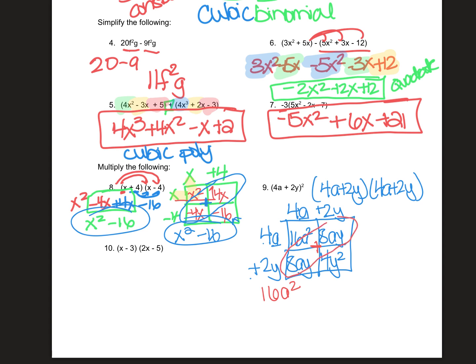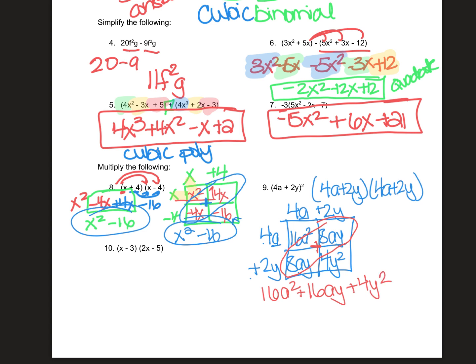Combine my middle. 8 plus 8 is 16. And then it's just ay. Remember, I'm not combining my exponents here. We don't combine our exponents when we're just adding or subtracting. And then I'm left with 4y squared.